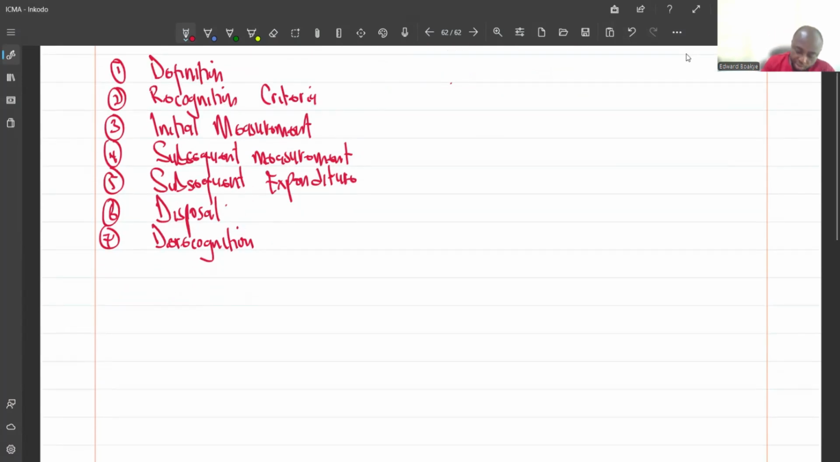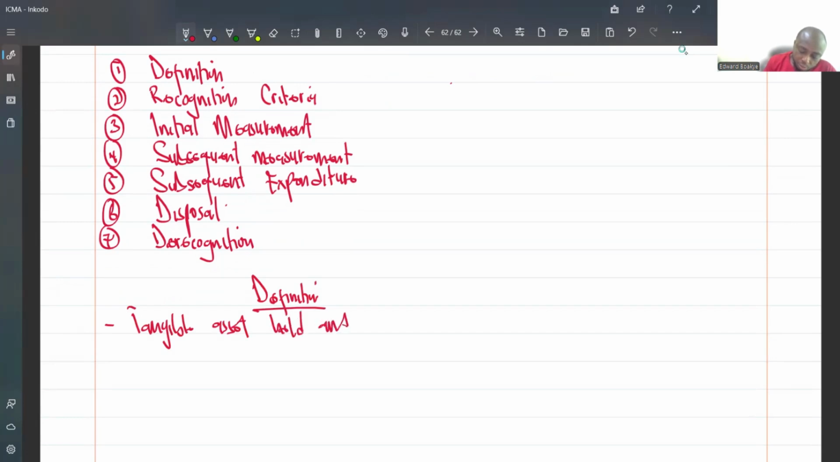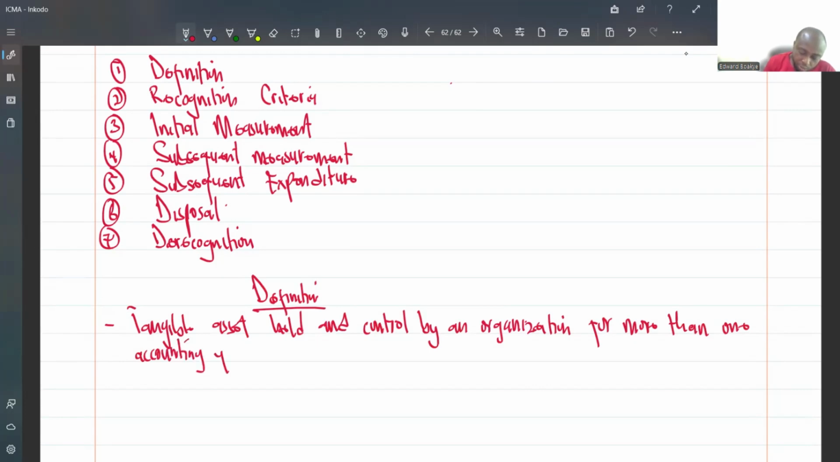So if we should put something down in terms of the definition, then we are saying that it is a tangible asset held and controlled by an organization for more than one accounting year.